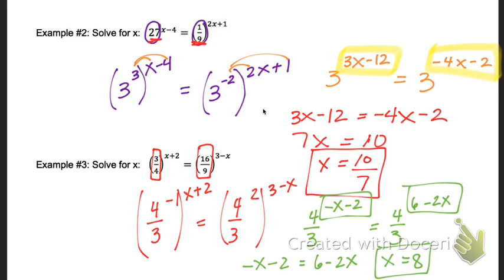Okay, you should get x equals 8. Positive 8. You distribute the negative 1, so you get negative x minus 2. Then you distribute the 2, so 6 minus 2x. You set them equal to each other. I moved the 2x over here to get a positive x. Then I added the 2 over here to get a positive 8.